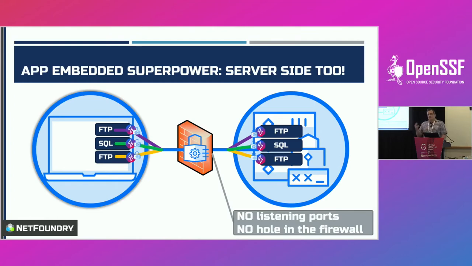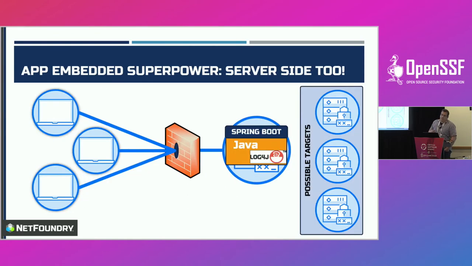Because it is server-side, there are no listening ports. So what's really cool about this is with Ziti, you have a deny by default firewall policy. You initiate outbound connections, so you need an outbound firewall rule that lets you attach to the edge router, and that is it. Once you are attached to an edge router, Ziti takes care of the rest. So there are no listening ports on an application that is listening.